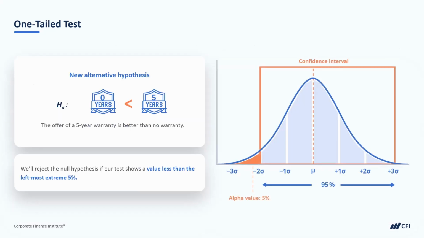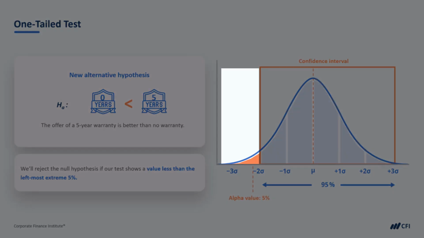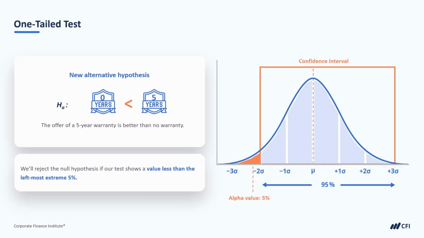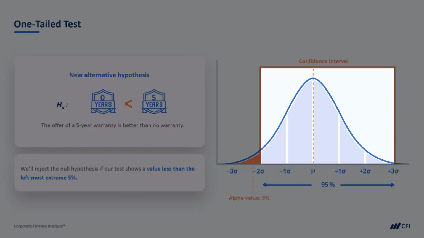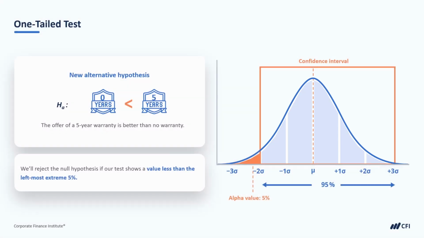For this test, we will focus our attention to the left side of our distribution. We'll leave our confidence level at 95%, meaning we'll reject the null hypothesis if our test shows a value less than the leftmost extreme 5%. Since we are only rejecting the null hypothesis if it falls to one side, we will use a one-tailed test. Let's head back into Excel to conduct our second test.